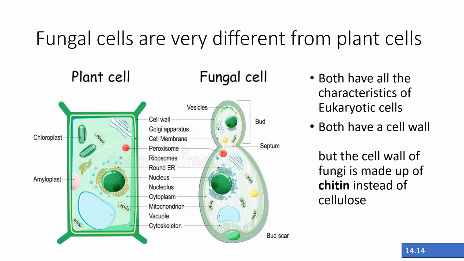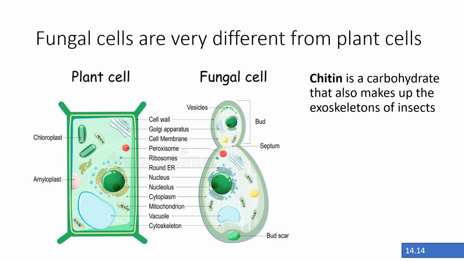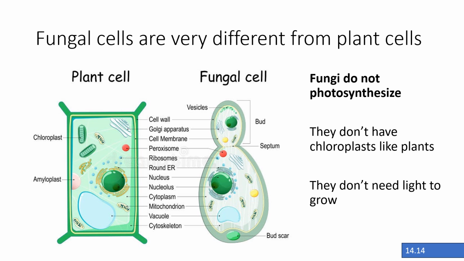wall. However, the cell wall in plants is made up of cellulose. In fungi, the cell wall is made up of a different substance called chitin. Chitin is a carbohydrate and is also what makes up the exoskeletons of insects. So here's just another example of their similarity to animals. Another difference between fungal and plant cells is that fungi don't have chloroplasts, which are where photosynthesis takes place in plant cells. So unlike plants, fungi don't need light to grow.